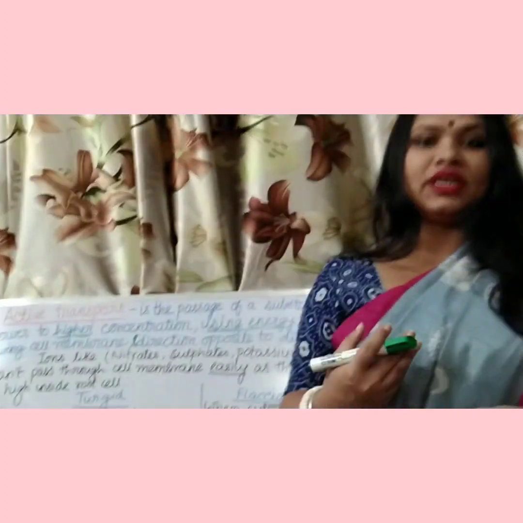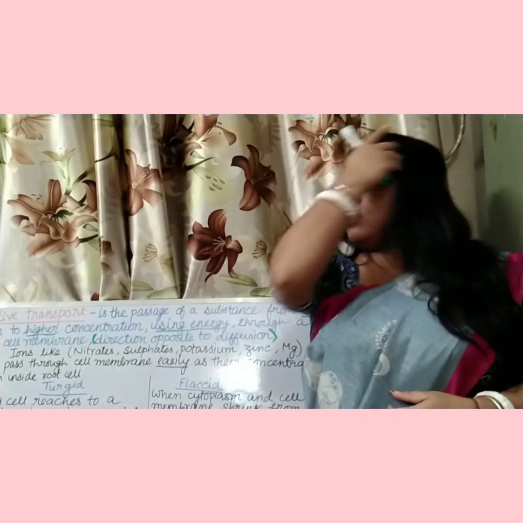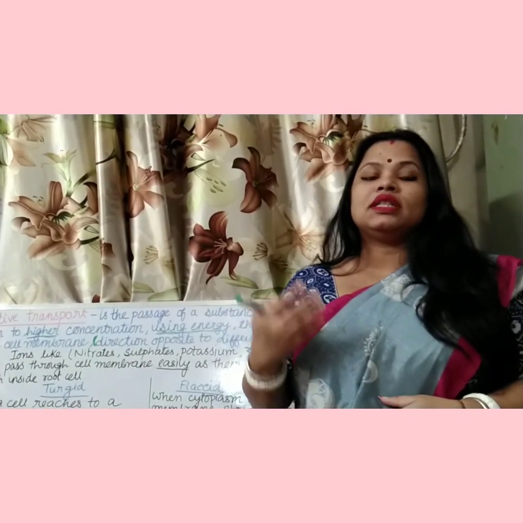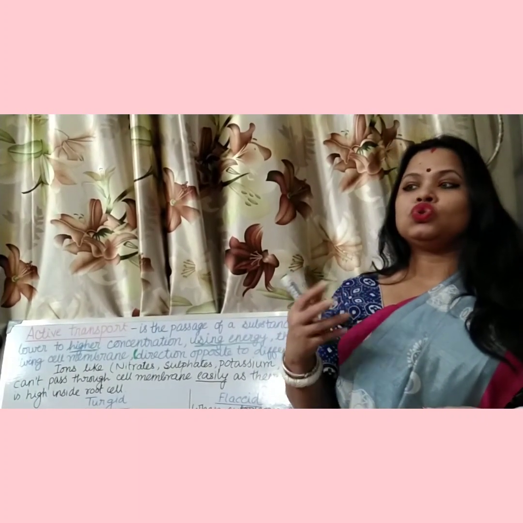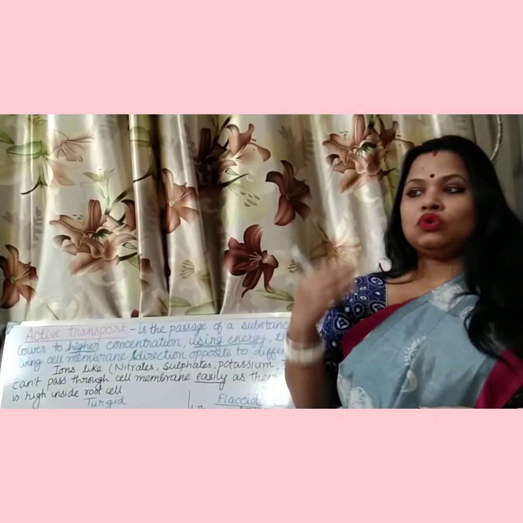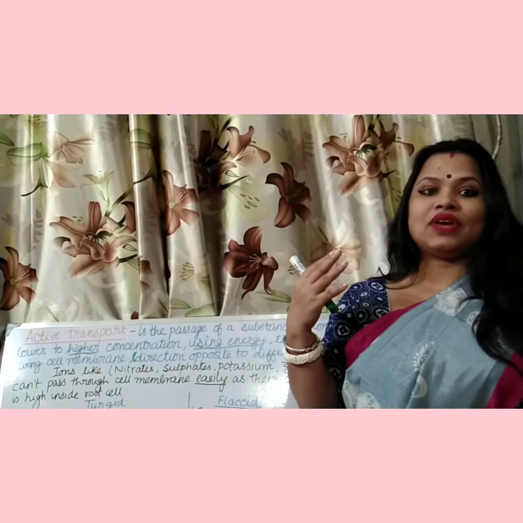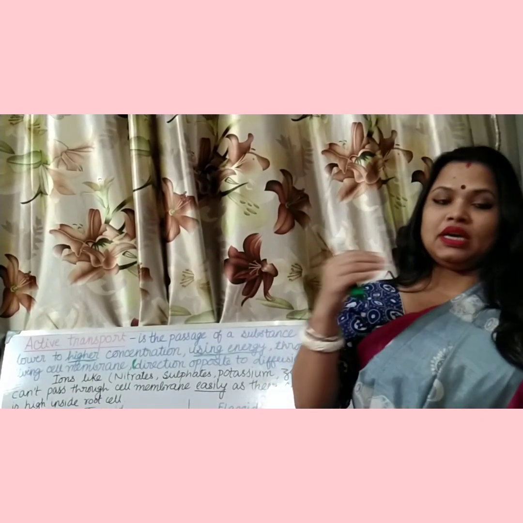Okay, next is the ions like nitrates, sulfates, potassium, zinc, magnesium. These ions cannot pass through the cell membrane easily because the concentration is already high inside the root cell. So to obtain these ions, the root cell needs extra energy. Where from will this energy come? From the cell ATP.